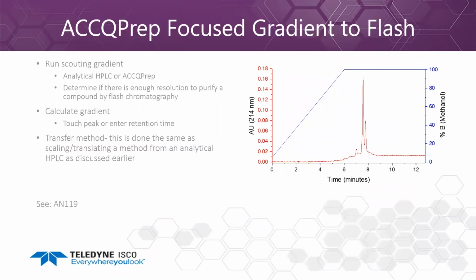So, back to flash chromatography. How does all of this help us? You run the scouting gradient on the analytical HPLC or ACCQPrep. Determine if there is enough resolution for flash chromatography as described earlier in this slideshow. Calculate a gradient. If there is enough resolution for flash, transfer the method to flash.